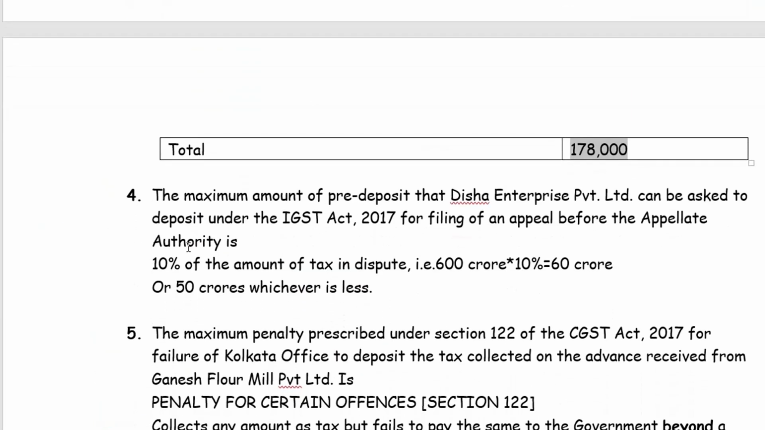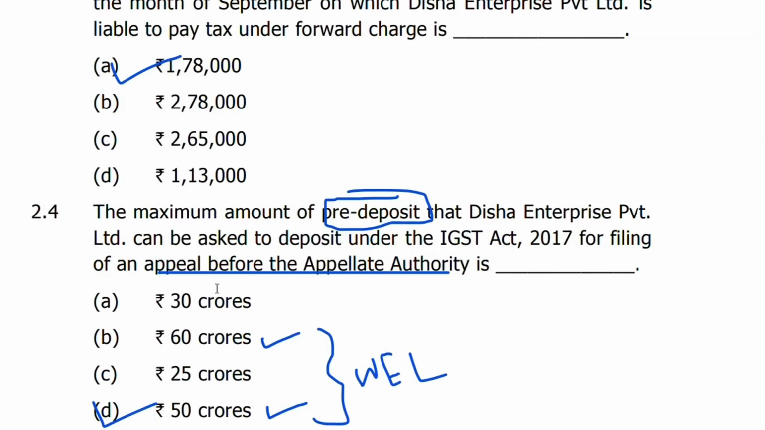The maximum amount of pre-deposit will be 10% of the amount of tax in dispute, that is 600 crore into 10% will come up to 60 crores or 50 crores, whichever is less. So the answer is 50 crores.